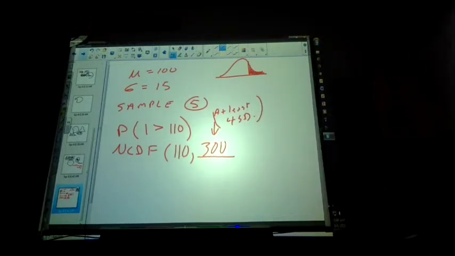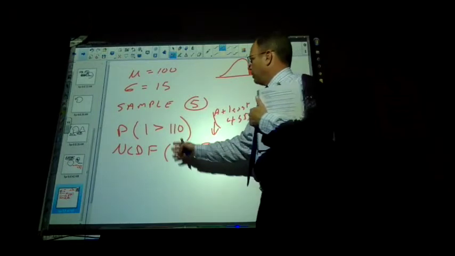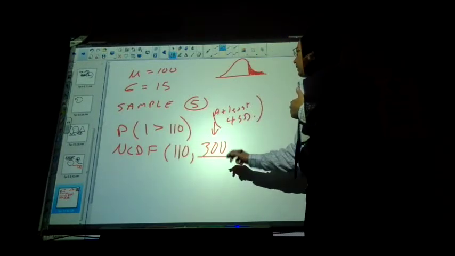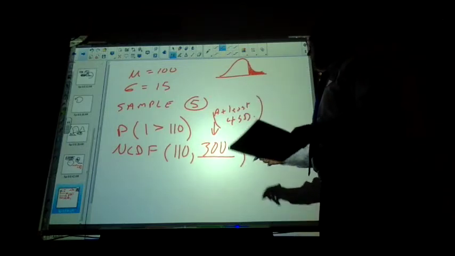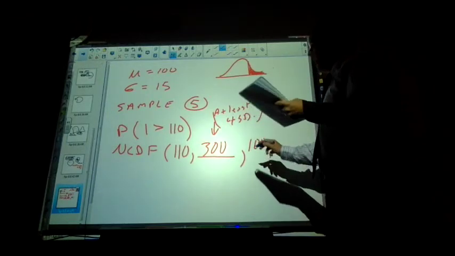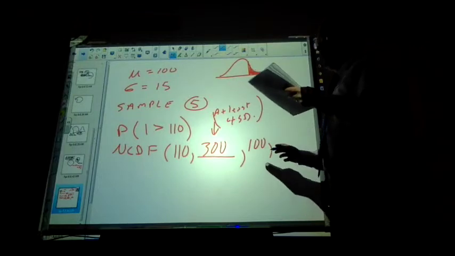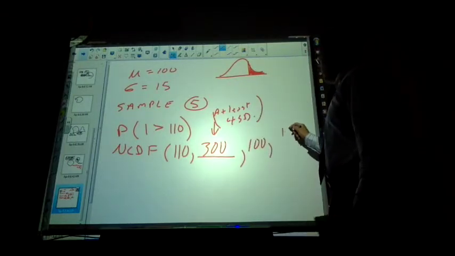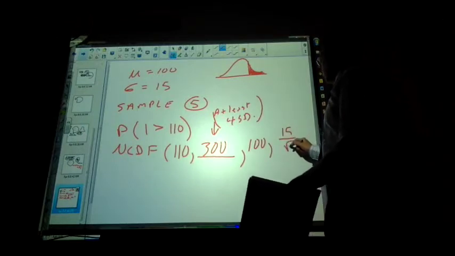Okay, I don't have to go 1 minus anything to get it because the calculator with NCDF will handle it, being that this is my lower limit, 110, and I'm going above that. Then I want my mean. My mean's 100, and I want my standard deviation over my standard error. So I'm going to go 15 over the square root of 5.